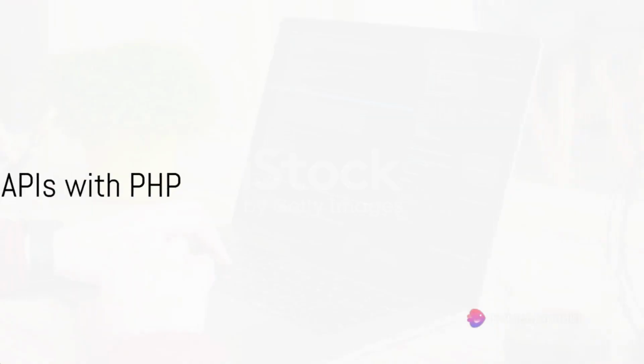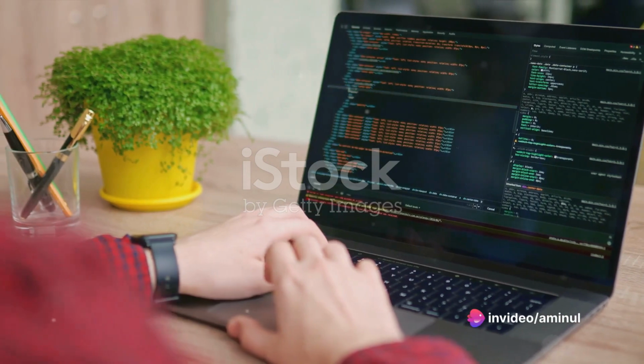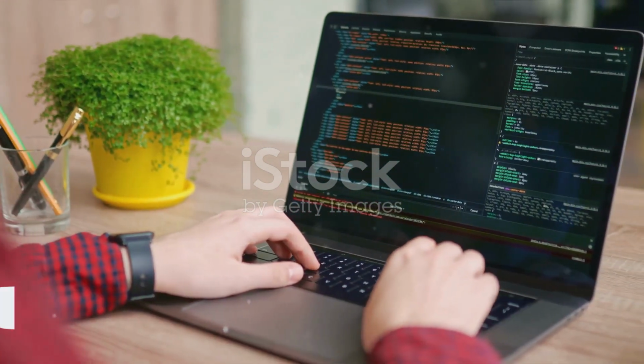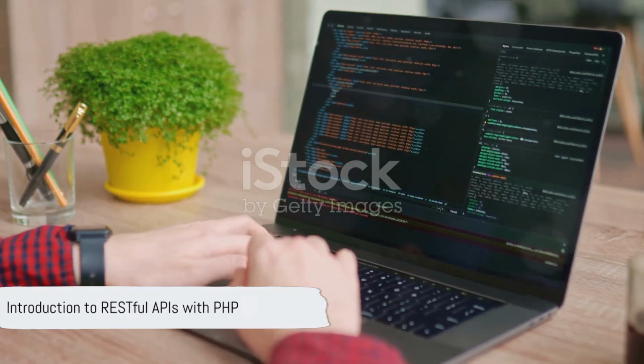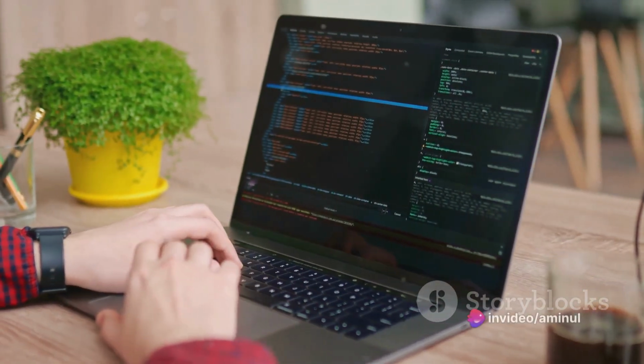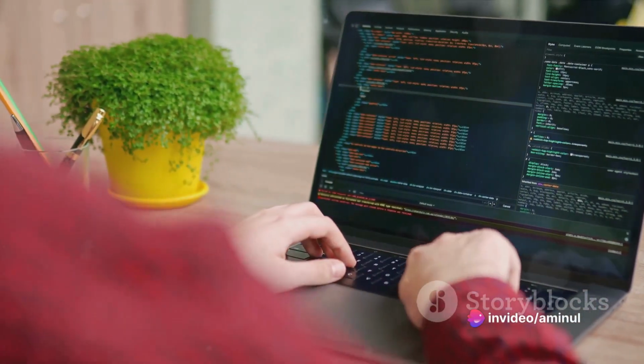Ever pondered about the intricacies of building RESTful APIs using PHP? Well, today we'll embark on an enlightening journey to unravel these complexities. REST, or Representational State Transfer, is an architectural style for constructing web services. It relies on resources identifiable by URIs and manipulable through a fixed set of operations.